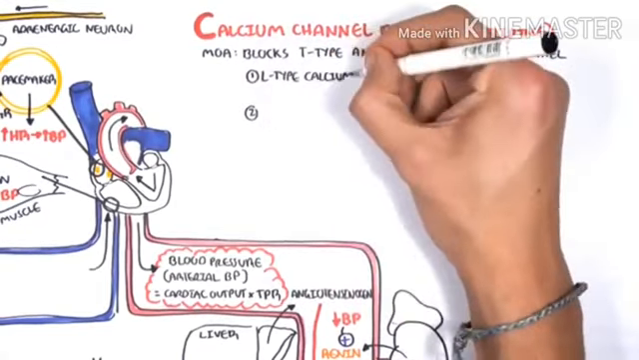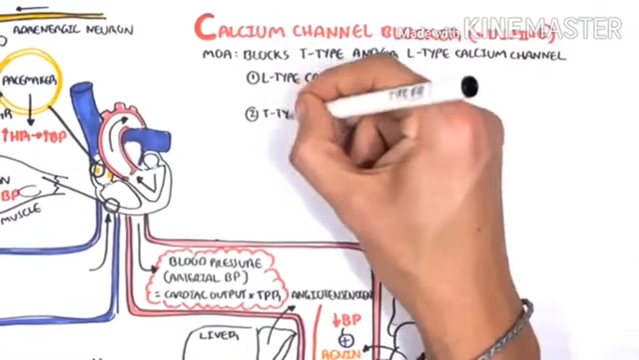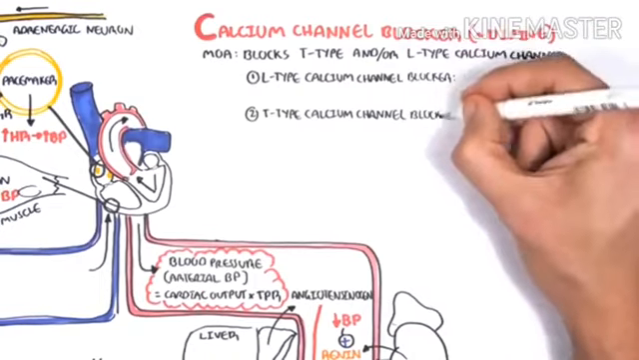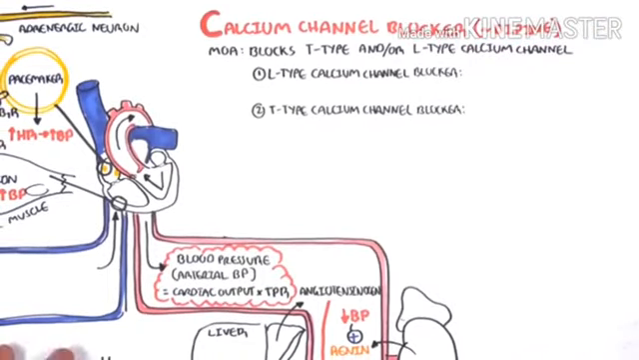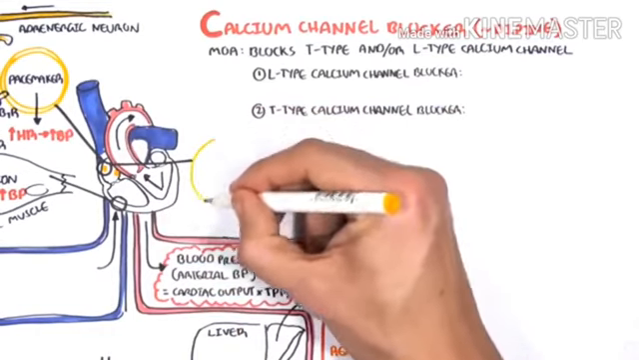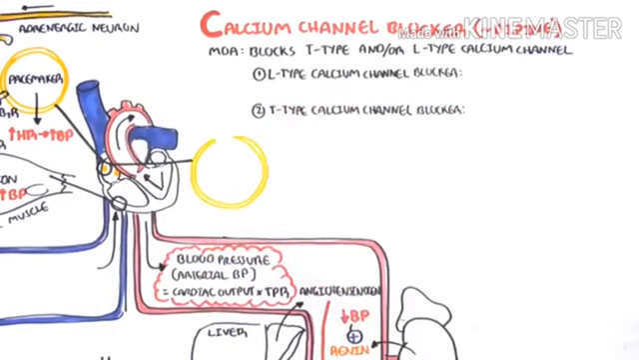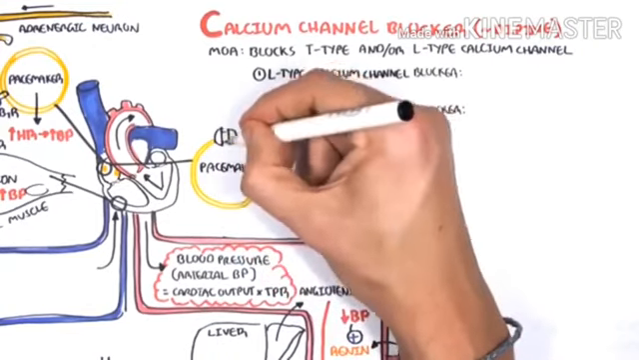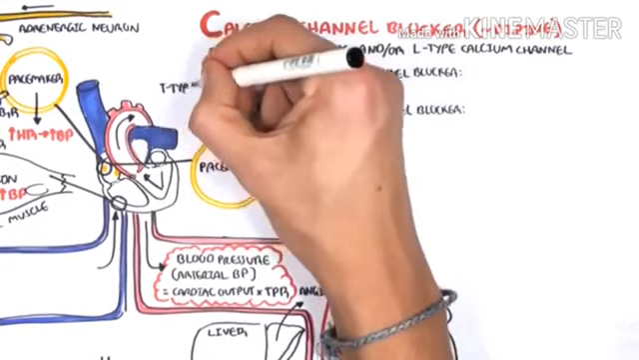How they work, we will see. The first is the T type calcium channel blockers, and second is the L type calcium channel blockers. First we talk about the T type calcium channel blockers. T type calcium channels are found in the pacemaker cells. Over the pacemaker cells, there is the presence of an ion channel, that is, a calcium channel.